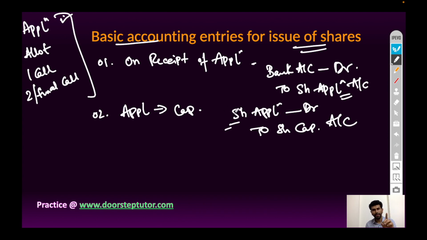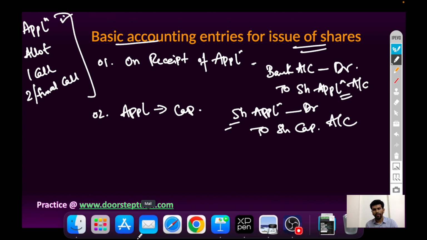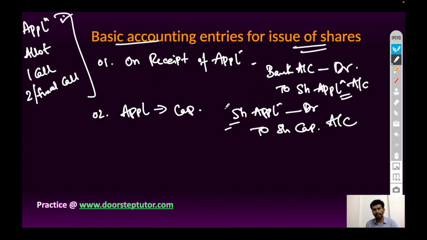Therefore, share application account or share allotment account, call money account, all are temporary accounts, because one time we will debit the transaction, second time we will credit the transaction. So it will get set off. Share application account debit, share application account credit will get cancelled.